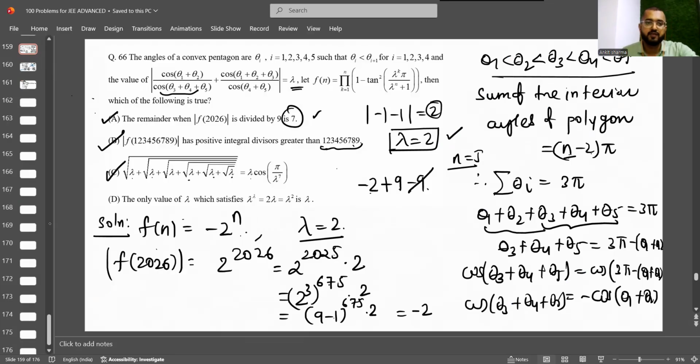And then now the only value of lambda which satisfies lambda power lambda is same as 2 lambda is same as lambda square is lambda. So here it is quite simple and obvious to see. If I say lambda power lambda is equal to just lambda square, then from here I get lambda is equal to 2. And the value of lambda we have got is 2. So of course, that's the only number for which we have 2 plus 2 is equal to 2 into 2, which is same as 2 to the power 2. So yeah, D is also correct.